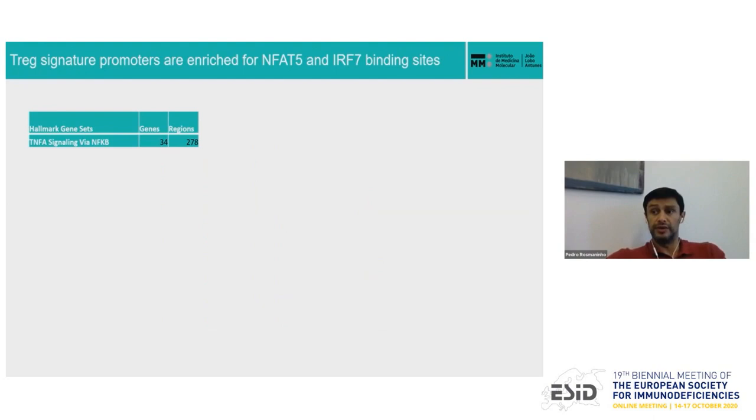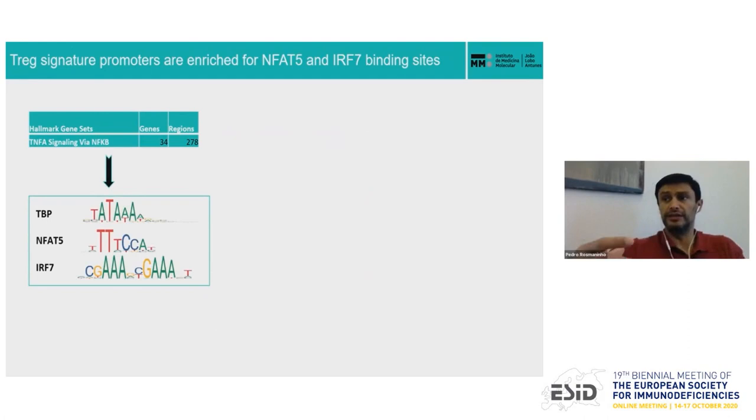So we focused on the upregulated genes associated with the TNF alpha signaling via NFKB gene set. And we went to find the DNA motifs at the promoters that are controlling their expression. Interestingly, we found that they are enriched for NFAT5 and IRF7 binding sites. And we also saw an overrepresentation of the TBP binding sites, since TBP is a subunit of the general transcription factor TFIID, which is the first protein to bind DNA during the formation of the RNA pol II complex. This is also an indicator of active promoter sites.